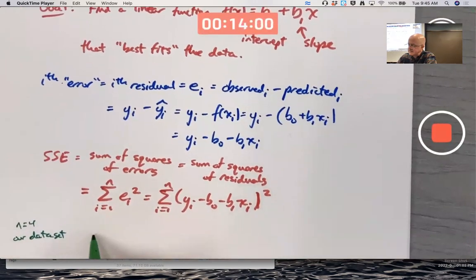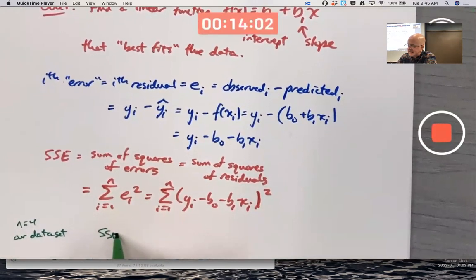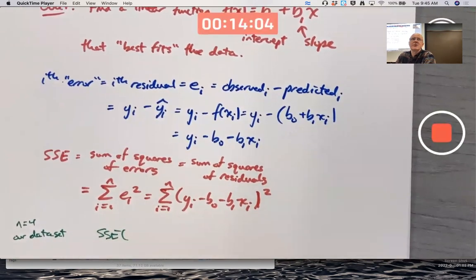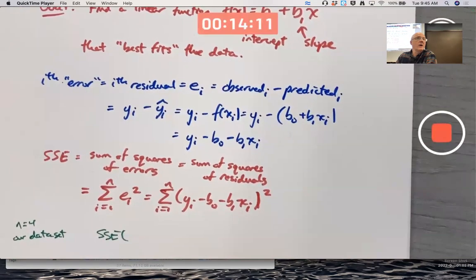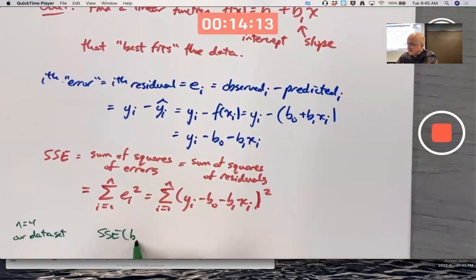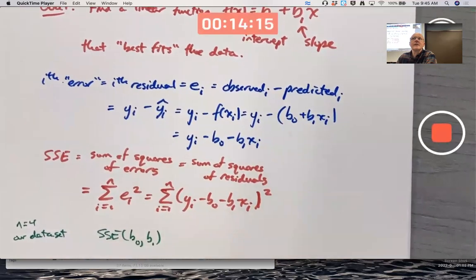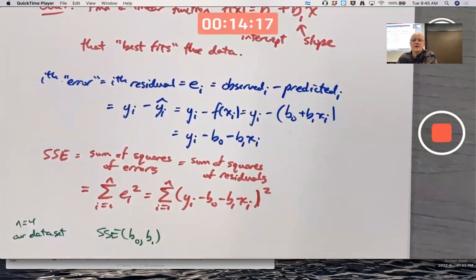This becomes SSE. I'm also going to add function notation in here. SSE, since B0 and B1 are unknown, is really a function of B0 and B1. I'm using function notation there.